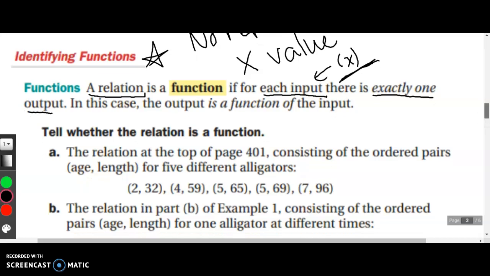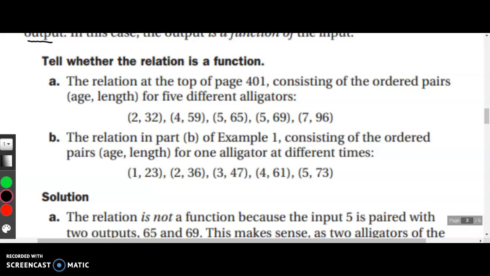All right, so here, back to the alligators that we talked about yesterday, we have 2, 32, 4, 59, 5, 65, 5, 69, and 7, 96. Do we have any repeating x values? The answer is yes, we do. Right here, we have an x value of 5 that goes with 65, and then we have an x value of 5 that goes with 69. Since the repeat happens there, this is not a function.